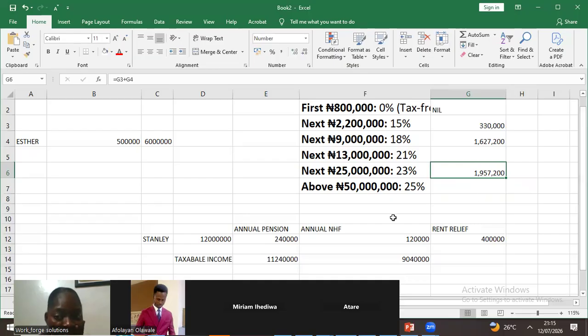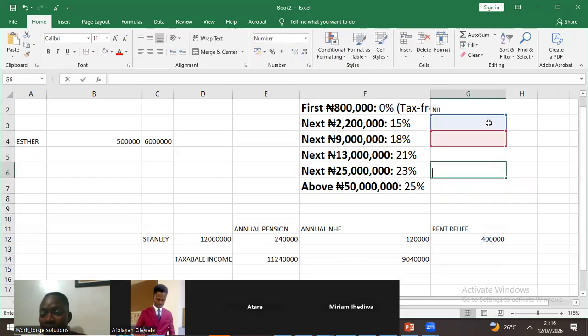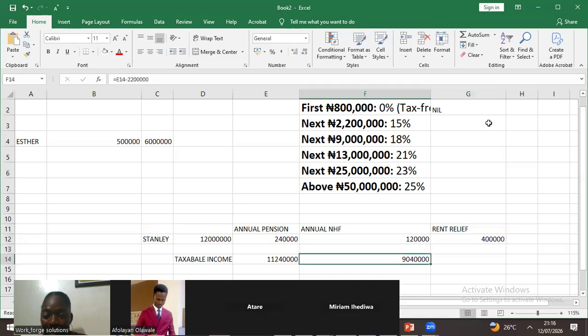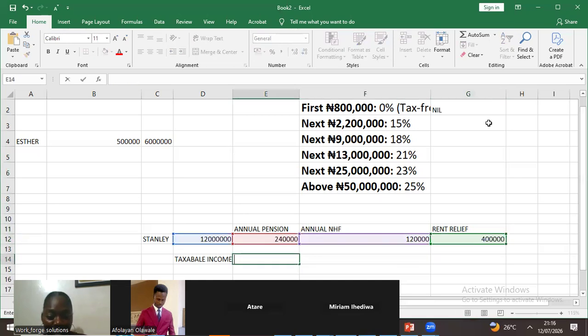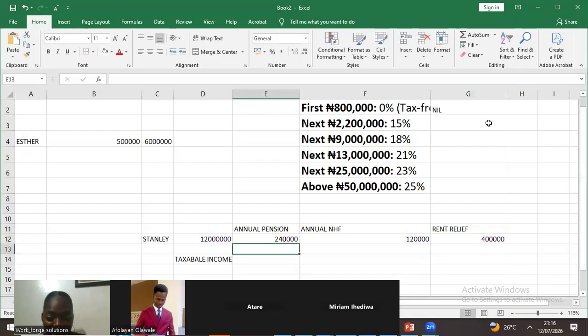Is it clearer now? Atare, is it clearer now? Not really. I was lost because my network disconnected, but I'm trying to catch up. Where did you stop? Mrs. Miriam, it's at the 9 million something something. That's why I stopped.